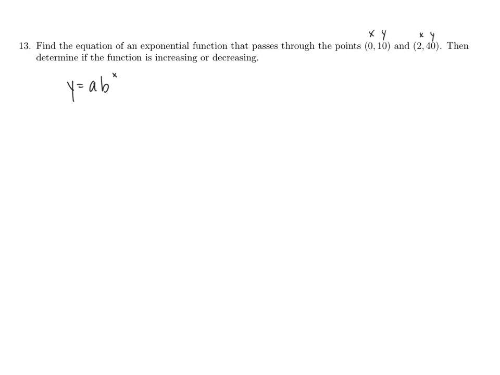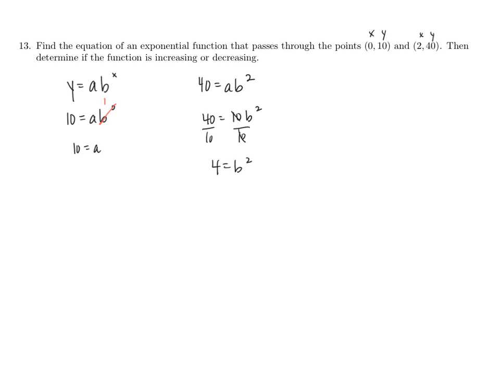So you're going to have 10 equals a times b to the 0. So that's one equation. And what happens here, remember that anything to the 0 is 1. So this becomes a 1. Well, a times 1 is just a. So that means 10 equals a. All right, in the other equation, we're going to have 40 equals a b squared. Now, we already know that a is 10, so I can plug that in here. Divide by 10. So 4 equals b squared.